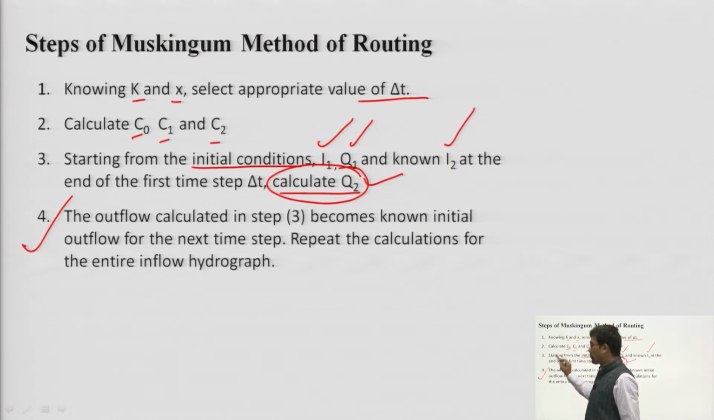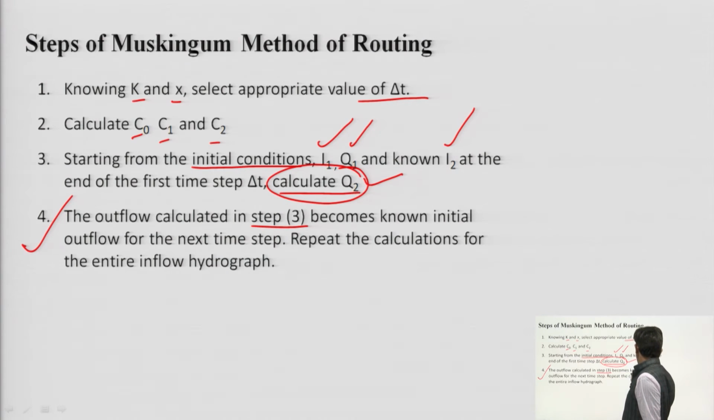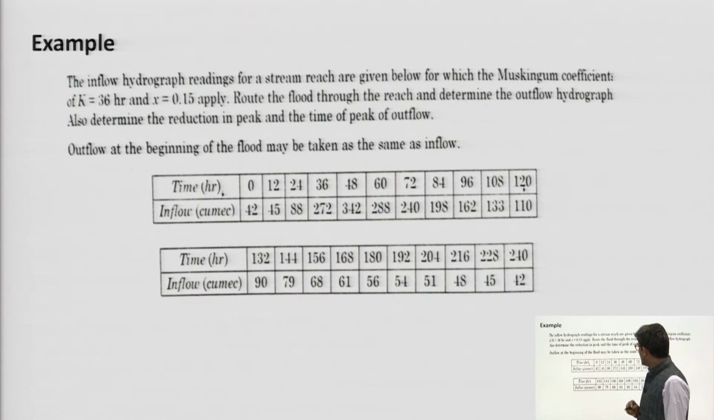And in step number 4, the outflow calculated in step number 3 becomes the known initial outflow for the next time step, and after that we repeat the calculations for the entire inflow hydrograph. Now, let us take one example to clarify the different steps. Here the inflow hydrograph readings for a stream reach are given below.